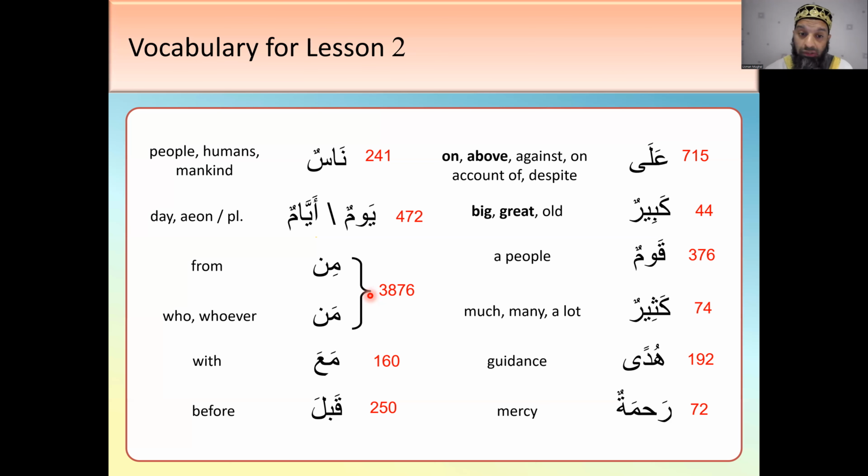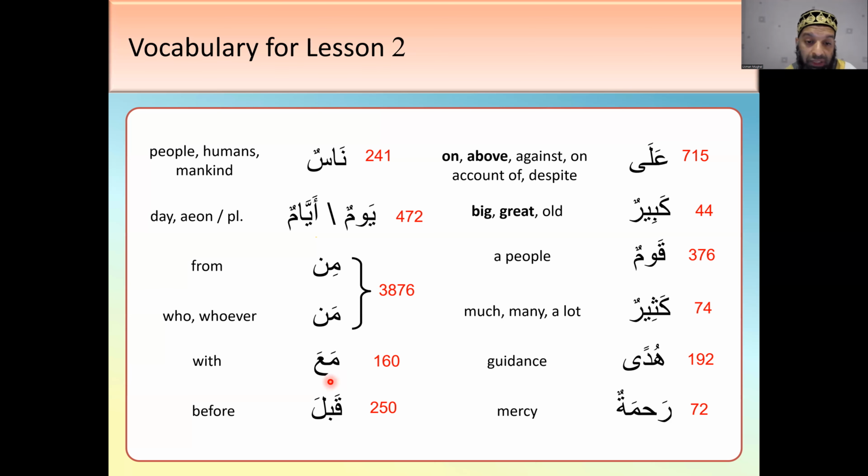Min sharril, min, from the evil, or from evil. So learn these words, min and man. Min means from, man means who, whoever. Ma'a means with. Ma'a, with. A'ilahum ma'allah? Is there a God with Allah?